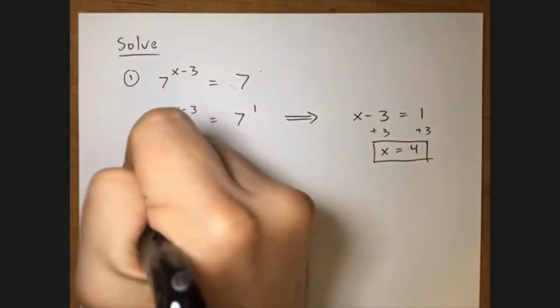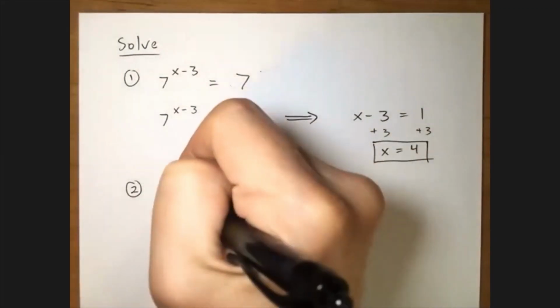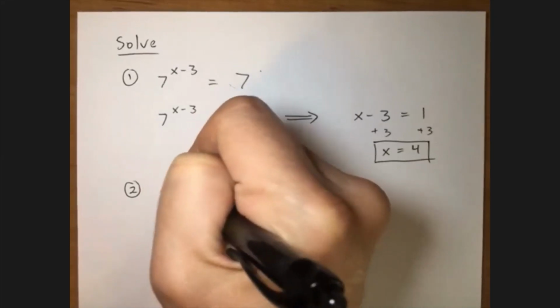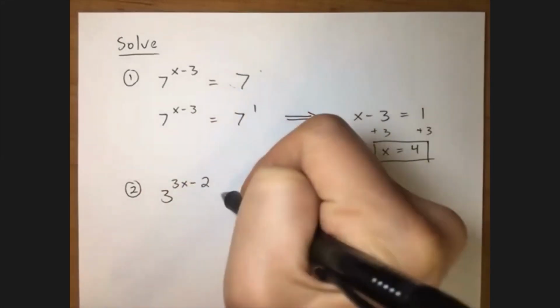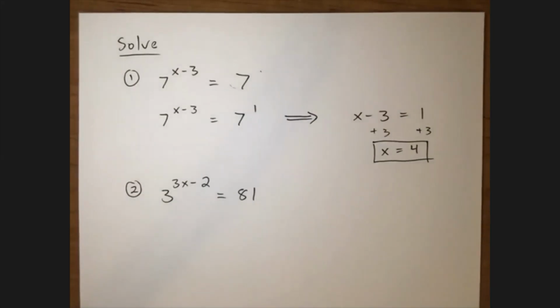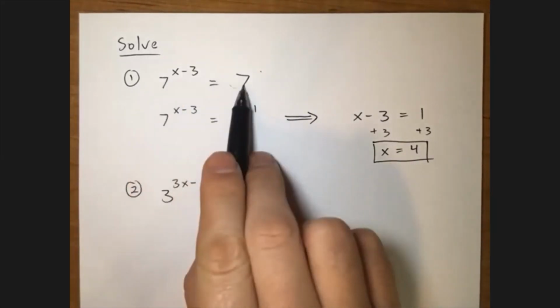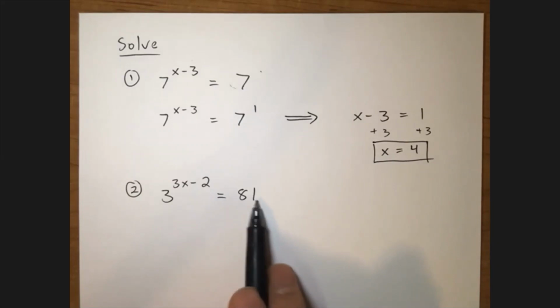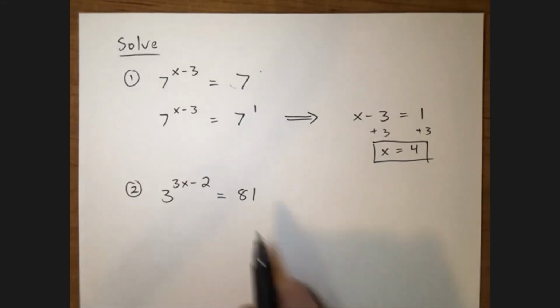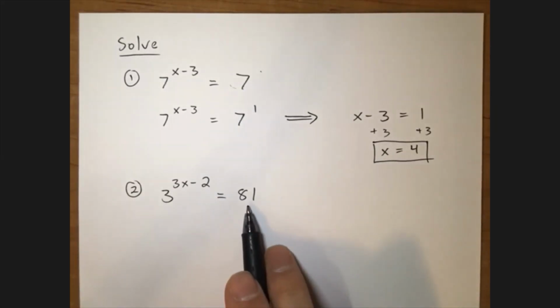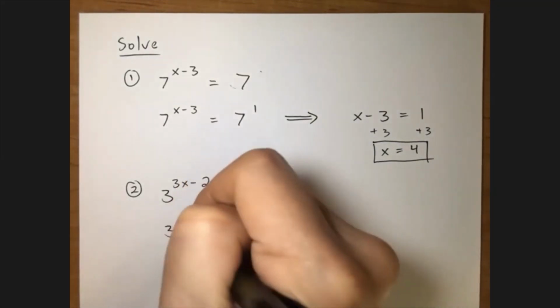Let's look at another one, a little bit more challenging. We'll do 3 to the 3x minus 2 equals 81. All right, this one isn't as obvious because here, the bases were the same. I had a 7 here and a 7 here. Here, they're different, but I can view them as the same because I can write 81 as a power of 3. 81 is actually 3 to the 4th power. So let's write it like that.